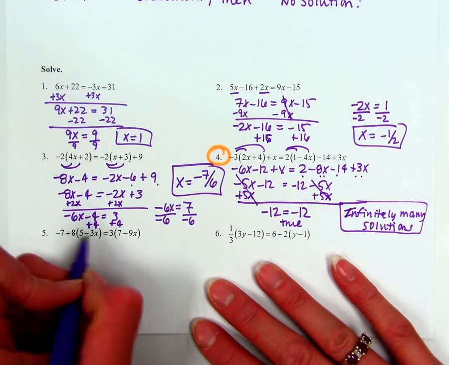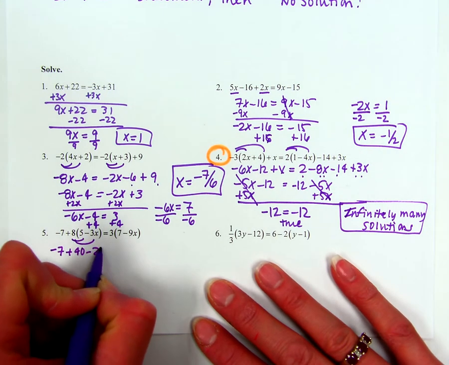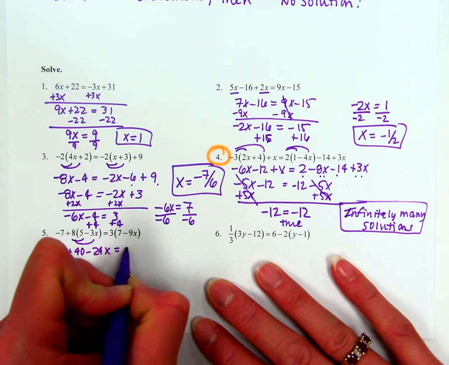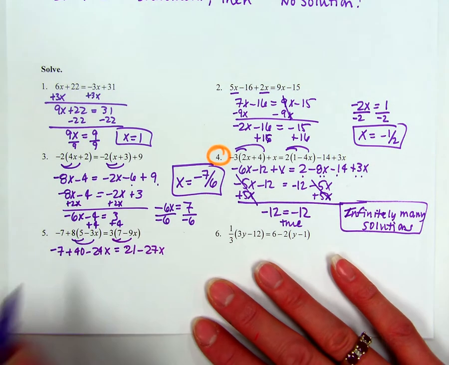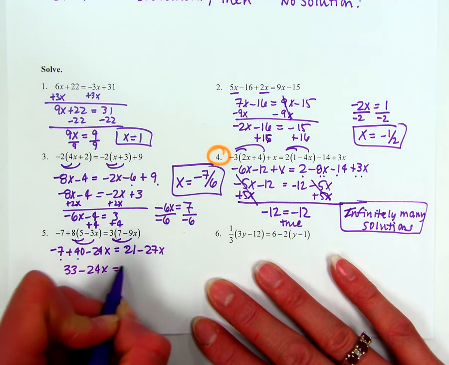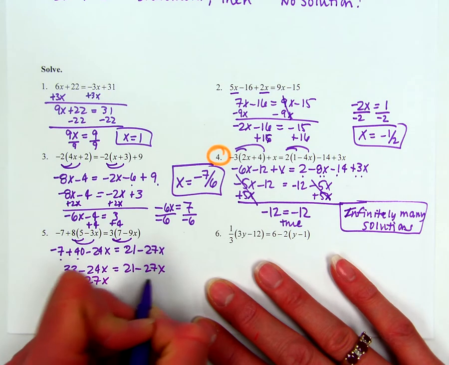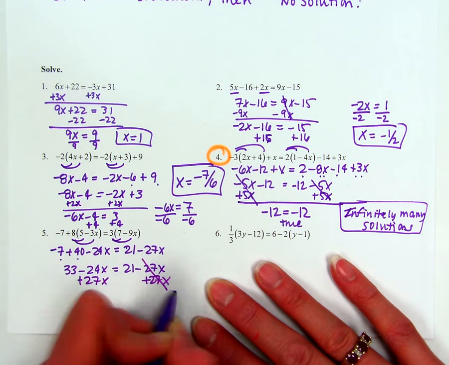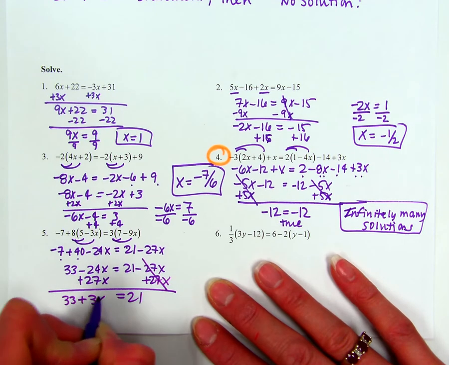All right, number 5. So I'm going to distribute my 8. I have negative 7 plus 40 minus 24x equals 21 minus 27x. Okay, I'm going to combine my like terms. I have 33 minus 24x equals 21 minus 27x. If I add 27x to both sides, I have 21 here, and I have 33 plus 3x.